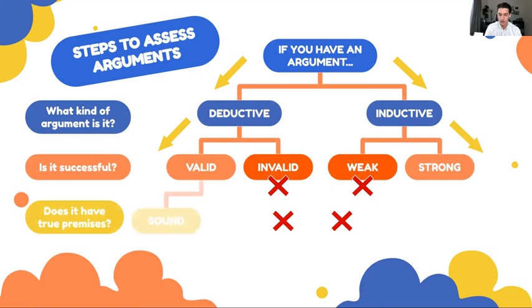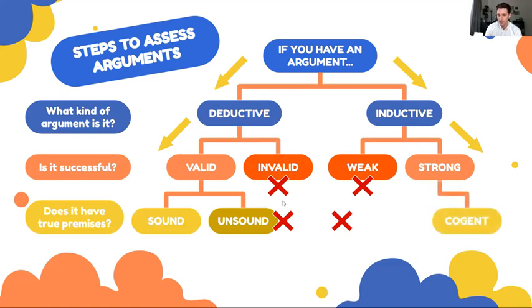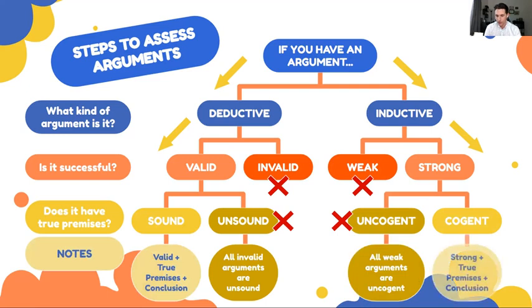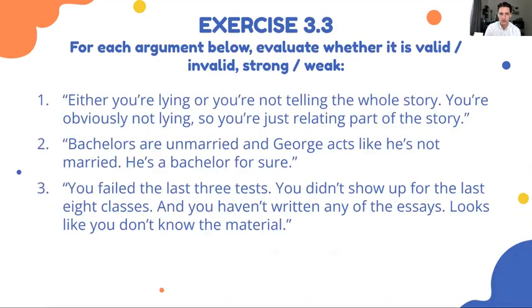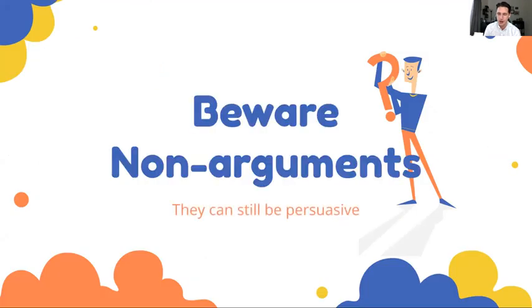Then we ask, does it have true premises? If it's deductively valid and all the premises and conclusion are true, then it's sound. If it doesn't, then it's unsound. All invalid arguments are unsound by definition. For inductive argumentation, it can be strong but uncogent. If the premises are actually true, as well as the conclusion, then it would be cogent. So I think this is a really helpful slide to bring everything together. All right, so if you have any questions about these, please be sure to let me know. I'm going to skip the practice for this, and we'll come back to that.